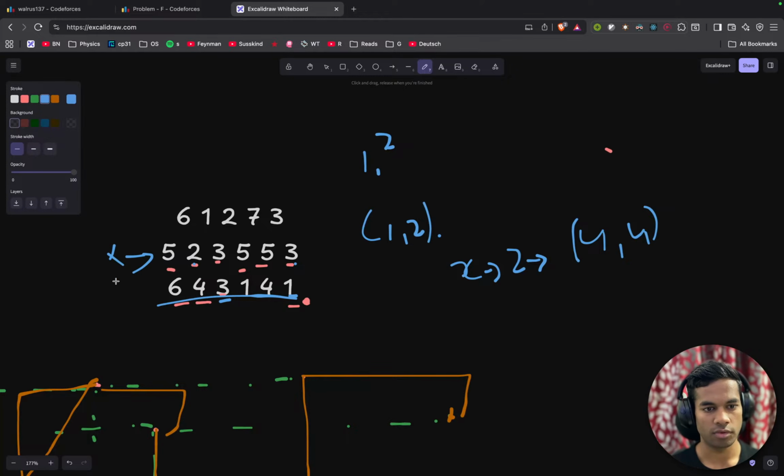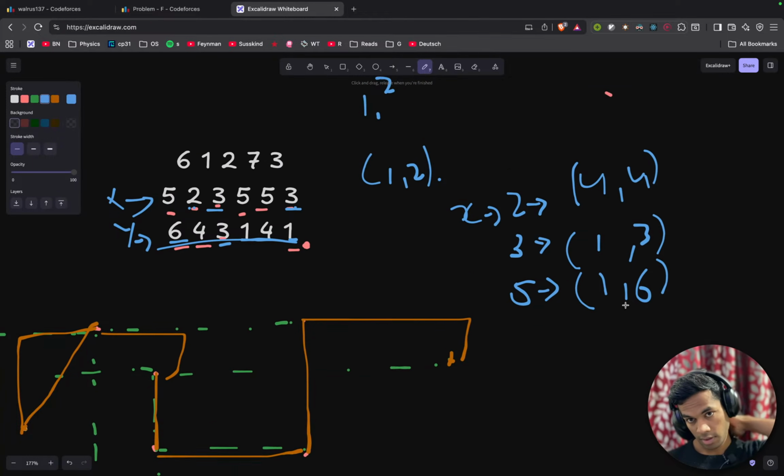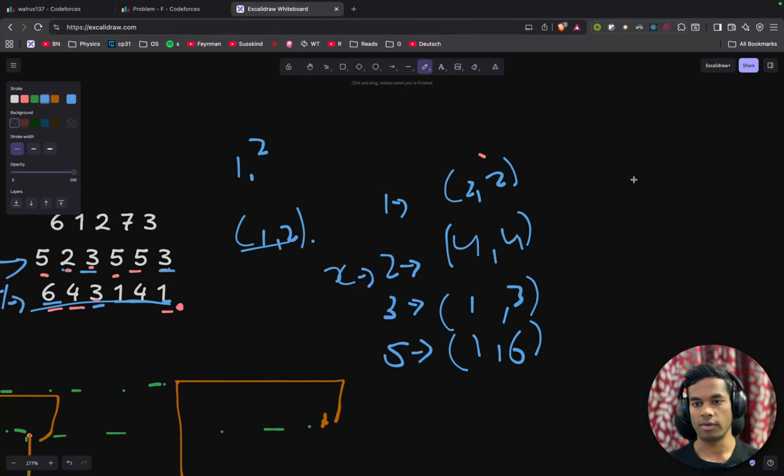These are the x values and these are the y values. For x equals 2, we do not have multiple values. For x equals 3, we have 1 and 3. Then for x equals 4, we don't have any value. Then for x equals 5, we have smallest as 1 and the largest as 6. Okay, and we can also count our initial value here. For x equals 1, we have minimum 2 and maximum also 2 y value.